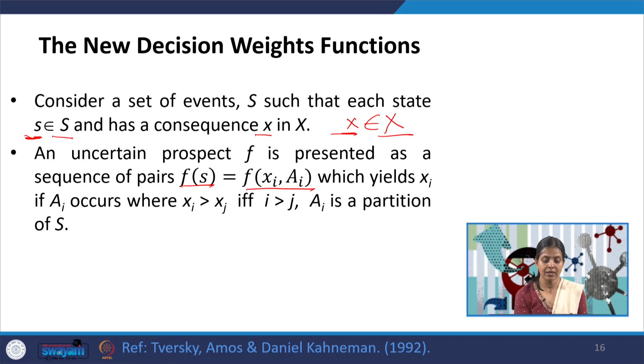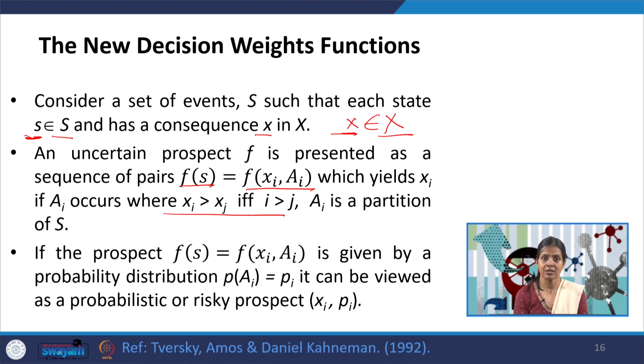So, this basically shows that we are organizing the outcomes in, most often, an ascending order. So, there is an order of organizing the outcomes associated with each individual state. If the prospect f(s) equals f(xi, ai) is given by a probability distribution p(ai) equals pi, it can be viewed as a probabilistic or risky prospect given as (xi, pi). So, here I am not discussing the cases where we would be dealing with uncertainties, rather I am going straight to the risky prospect, not dealing with the uncertain prospect.